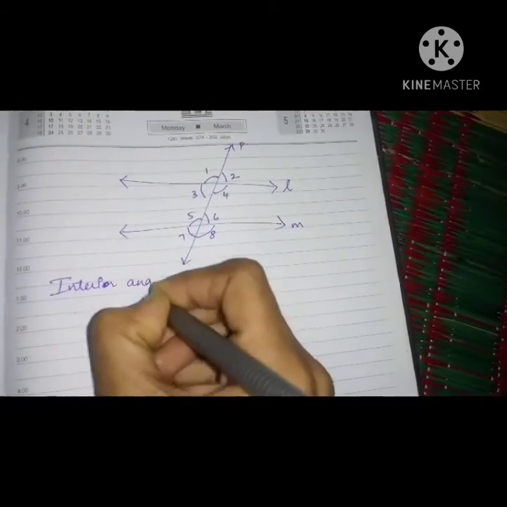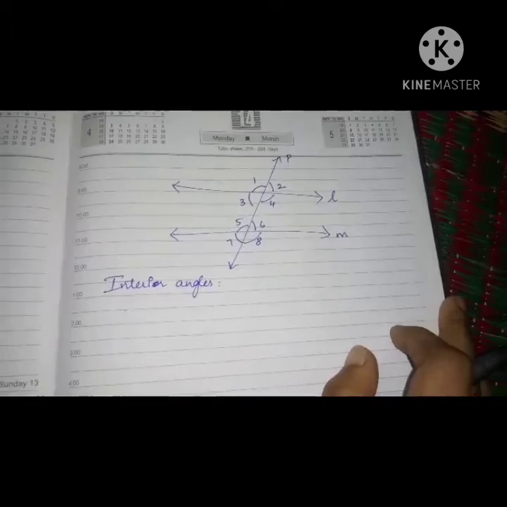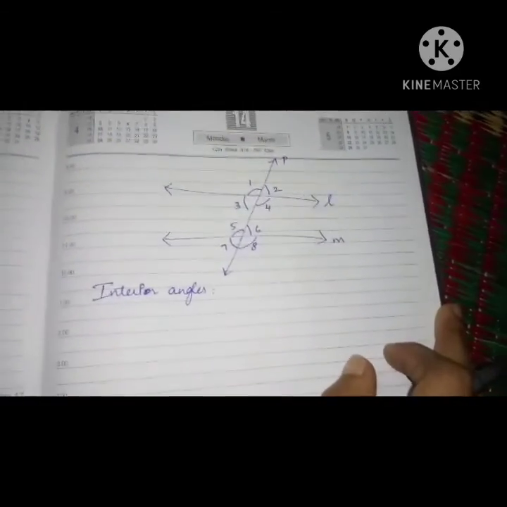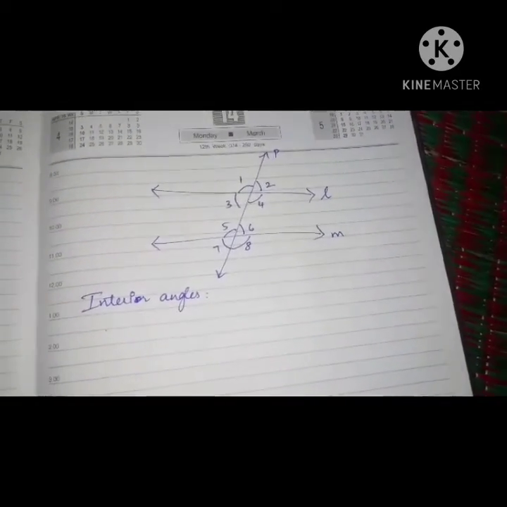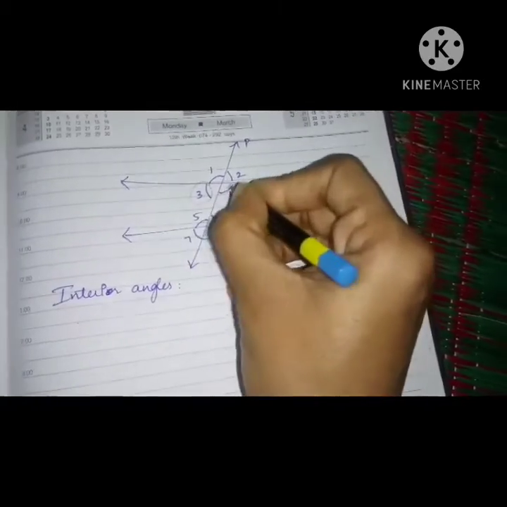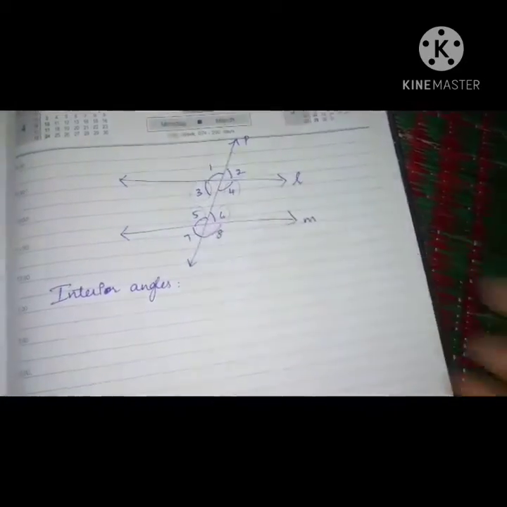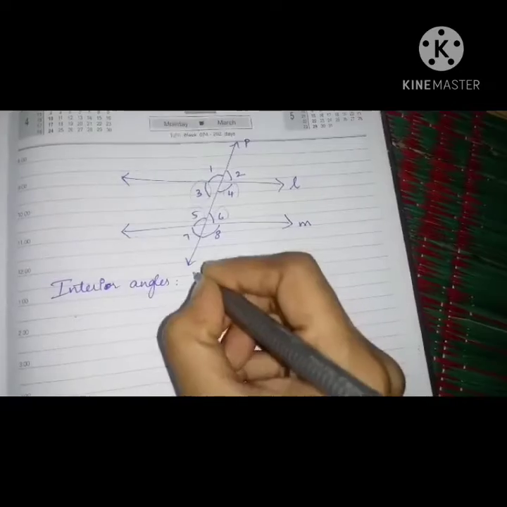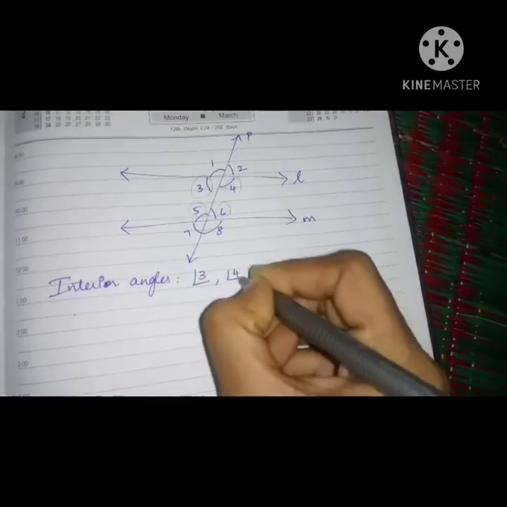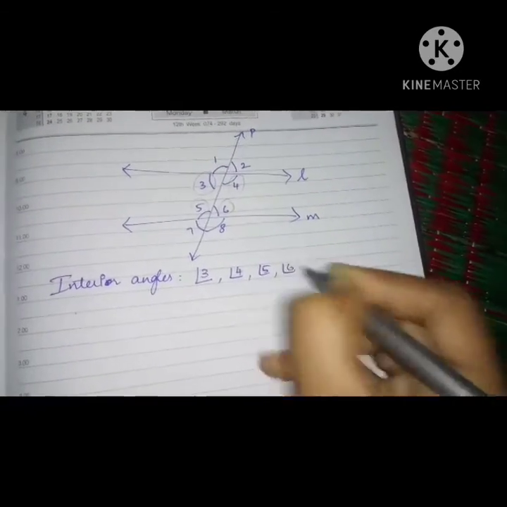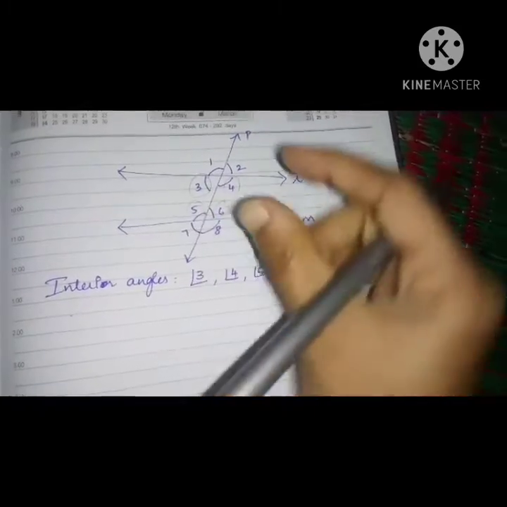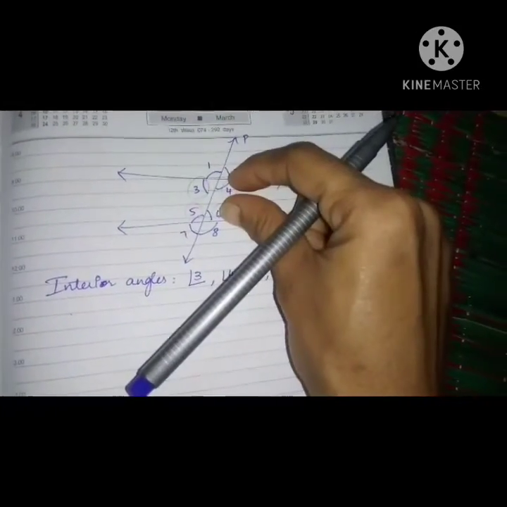Interior means what? Inside. What are the angles inside? 3, 4, 5, 6. So what are the interior angles? Angle 3, angle 4, angle 5, angle 6. 3, 4, 5, 6 are interior to these parallel lines.